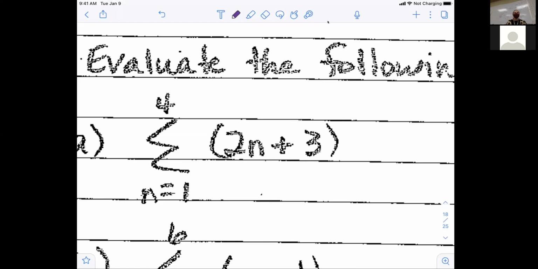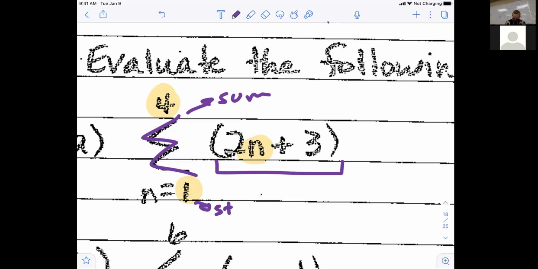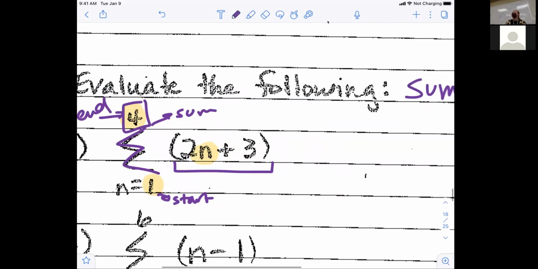Okay, so this notation, this big E, is a sigma in the Greek letters. It's a capital sigma, and sigma stands for sum. So it means that I'm doing the sum of all of this stuff. This is the expression that I'm doing, and I'm going to plug numbers in for n until I get to 4. So I start at 1, and I end with whatever's on top, and in this case, it's 4. And I'm summing. I'm adding them all together.